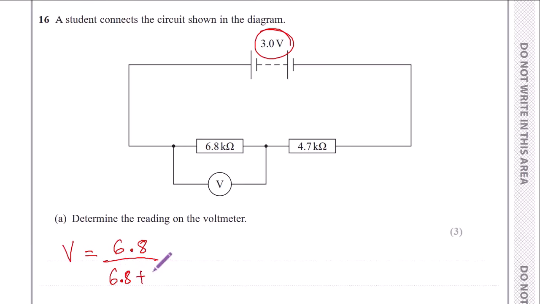6.8 plus 4.7. In this ratio, the PD will be shared and the total PD is 3. So the value is 1.77 volt.